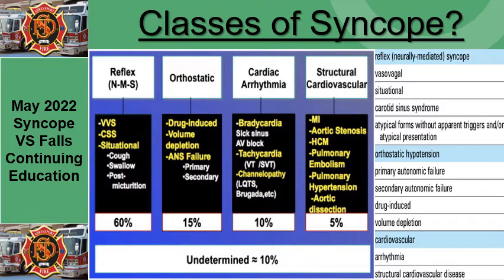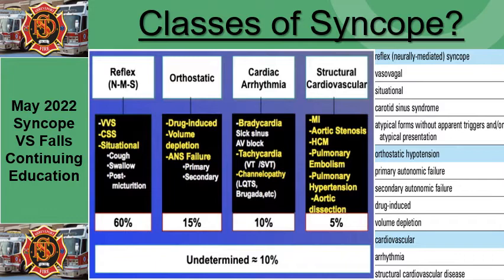60% of all the patients that complain of a syncopal or pre-syncopal episode are going to have reflex-based syncope. 60%. That means vasovagal, carotid sinus syndrome, or situational. They cough, they swallowed, or they have post-urination or post-defecation.